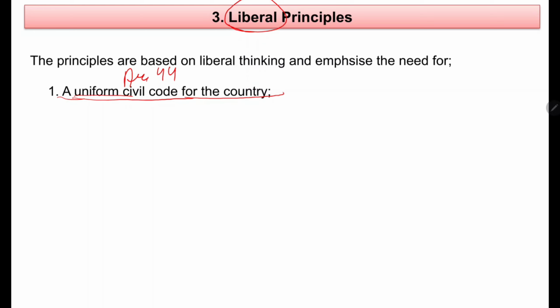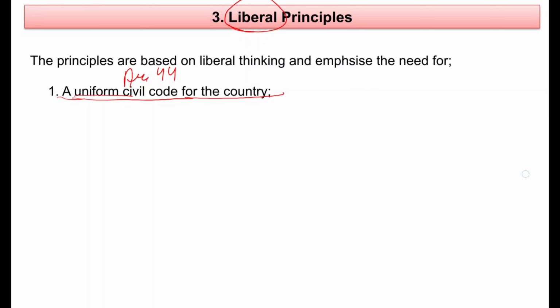Here this deals with replacing the personal laws which are specific to various religions, by a common set of laws governing every citizen, especially in case of marriage, divorce, inheritance of property, adoption. Okay, in such cases a uniform civil code should be there.